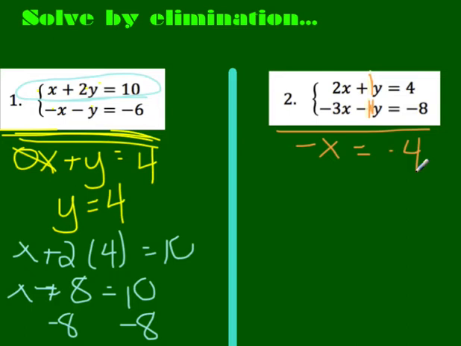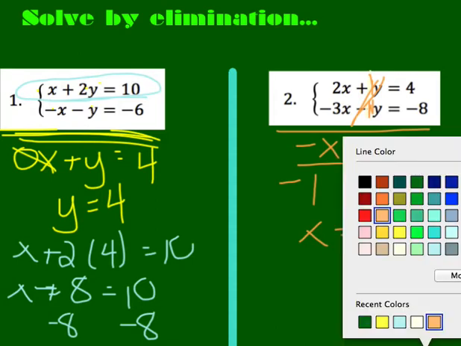So then I need to solve for x. So these y's canceled out. 2x minus 3x was negative x. 4 minus 8 is a negative 4. So to solve for x, I need to divide both sides by a negative 1 because I don't want to know what negative x is. I want to know what x is. So divide those out and you get that x is equal to 4.